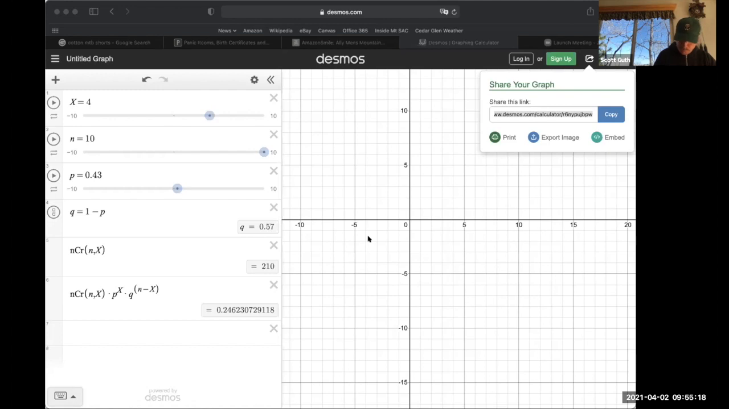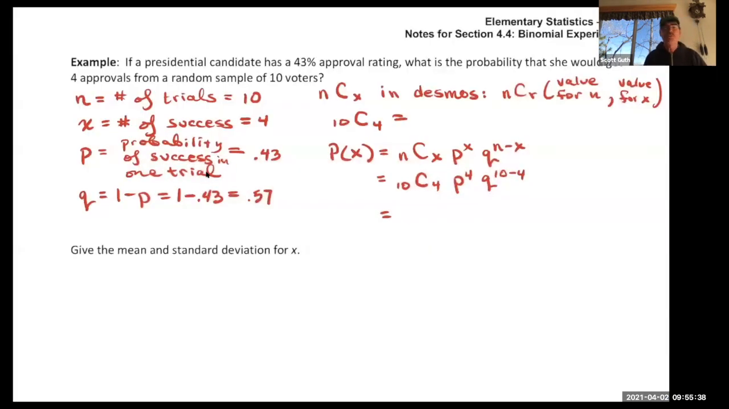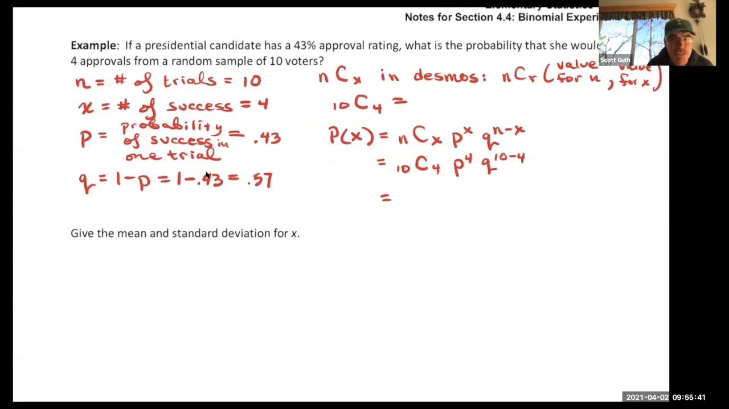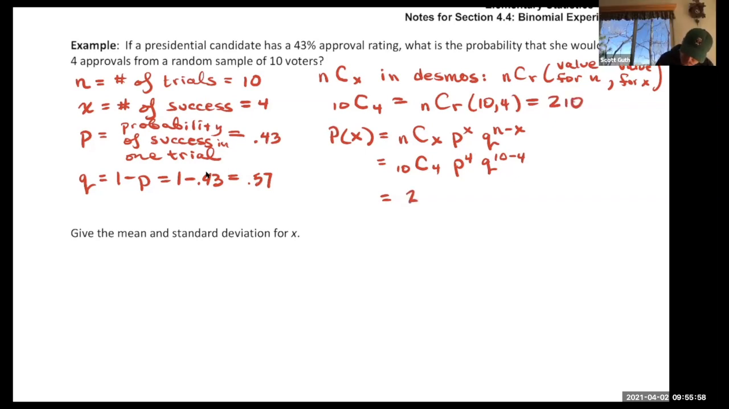Anyway, do you remember what... let me go back. Okay, so you may remember what 10 choose 4 was from the Desmos page? 210. Thank you. Okay, so this comes out to 210.